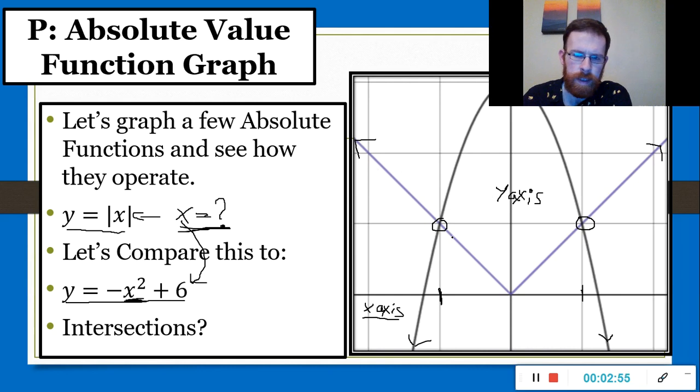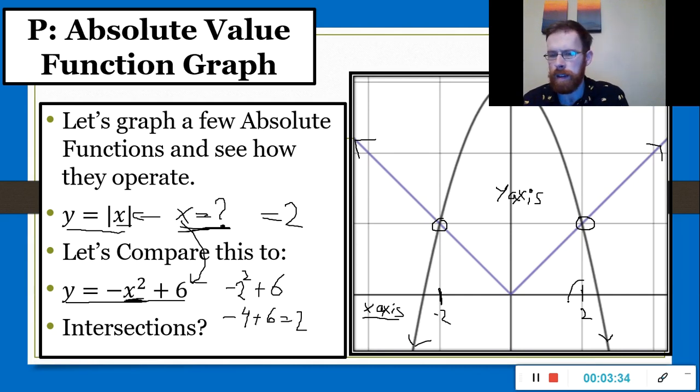Now, if I wanted to see x is equal to 2, Mr. K, how do you know that? Well, if I say that x is equal to either negative 2 or positive 2 here, what's 2 squared? Well, 2 squared is 4, right? Well, negative 4 plus 6 gives you 2. And obviously, when you plug in 2 for the absolute value, you get 2 as well. So that is at 2 and negative 2.